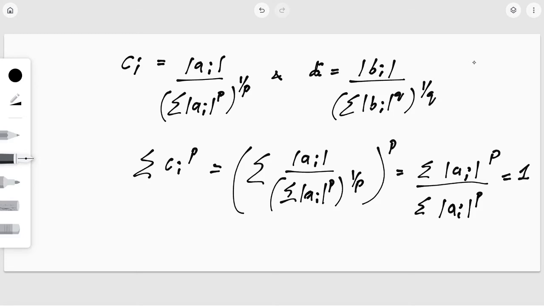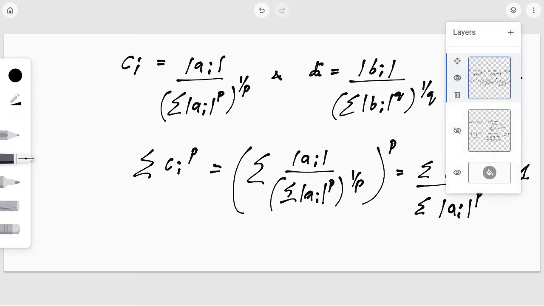Similarly, we can show that summation di raised to q is 1. So by our definition of ci and di, we can show that summation ci raised to p equals 1 and summation di raised to q equals 1. So first we will check that.